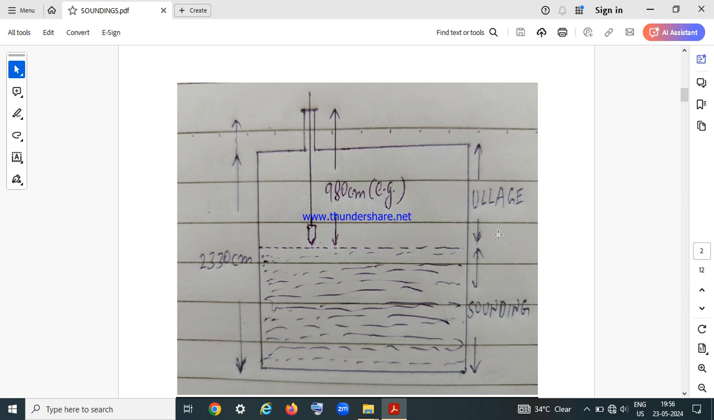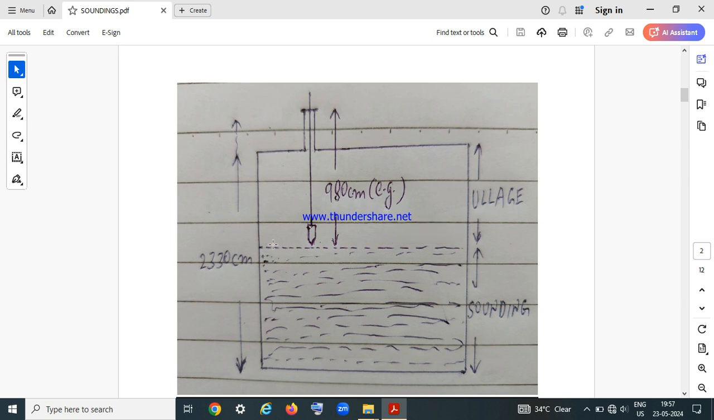So here is the basic two things. Sometimes people are confused what is sounding and what is ullage. So sounding means from the bottom to the liquid level of the oil or any fluid. So this one is the sounding. From here to here is the sounding. And the ullage is the empty space above the liquid level to the top of the tank. This is the ullage. So here you can see I have given an example 980 centimeter ullage.